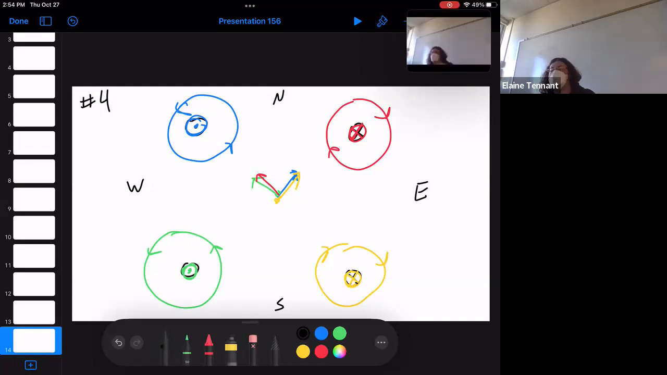North. Since these all had the same current, but just in different directions, they're all the same distance from the center. They all have the same magnitudes here. They just have different directions. So their sideways components are going to cancel out, their east and west are going to cancel out, and their norths are going to add together.